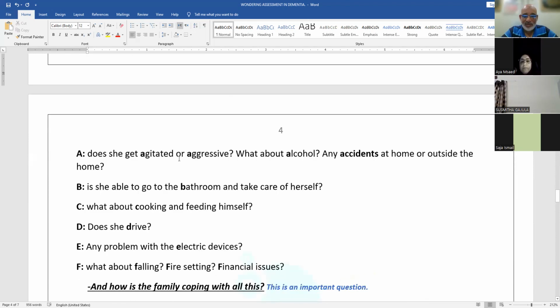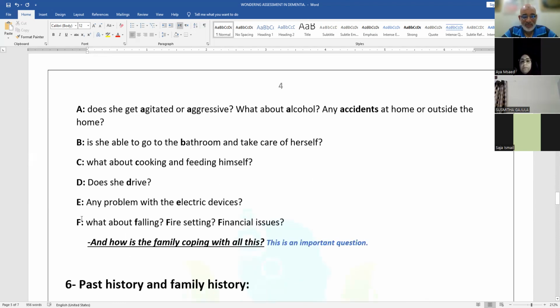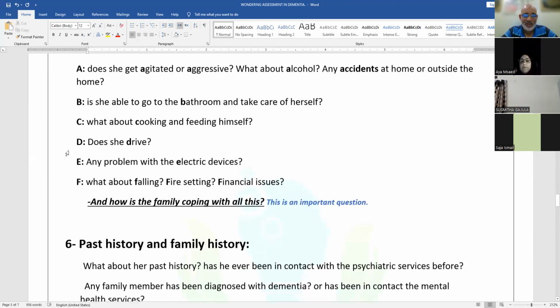A, agitation or aggression or alcohol or accidents. B, bathroom, is she able to take care of herself. C, cooking. D, driving. E, electrical devices. F, falling, fire setting, and finances. It is enough just to mention 3 of them, but don't forget F. F is very important. 3 is enough, but don't forget F. One of them must be F.